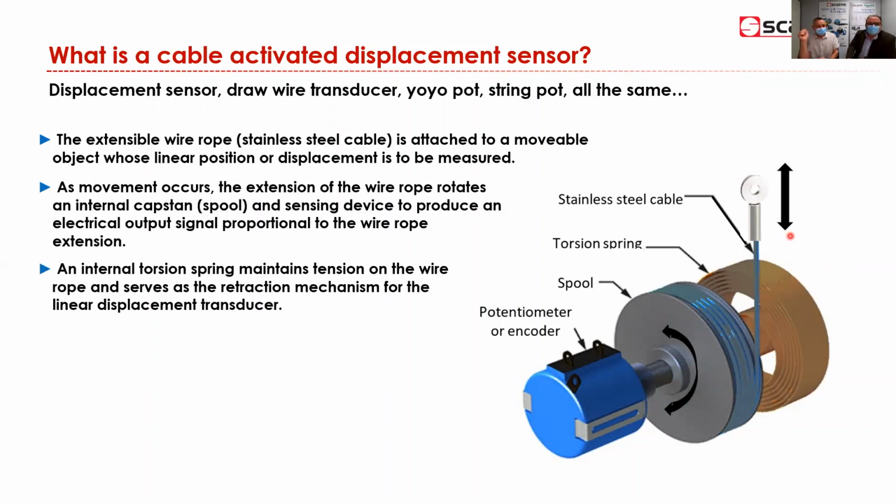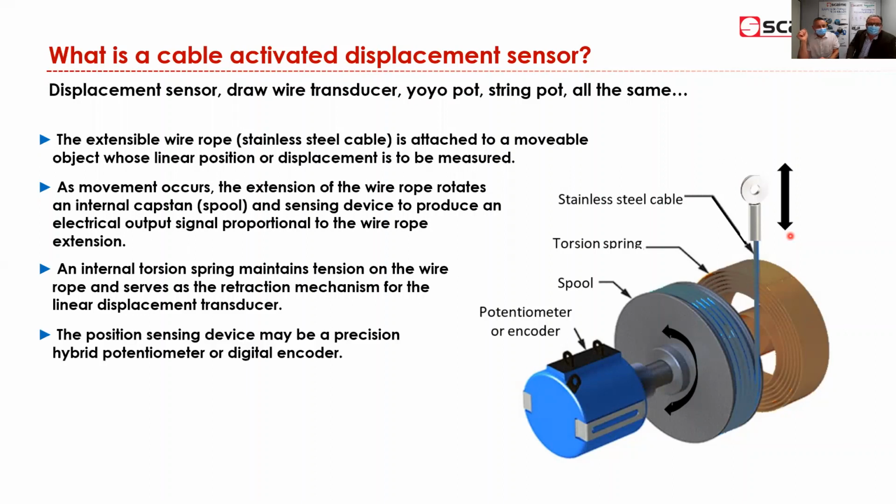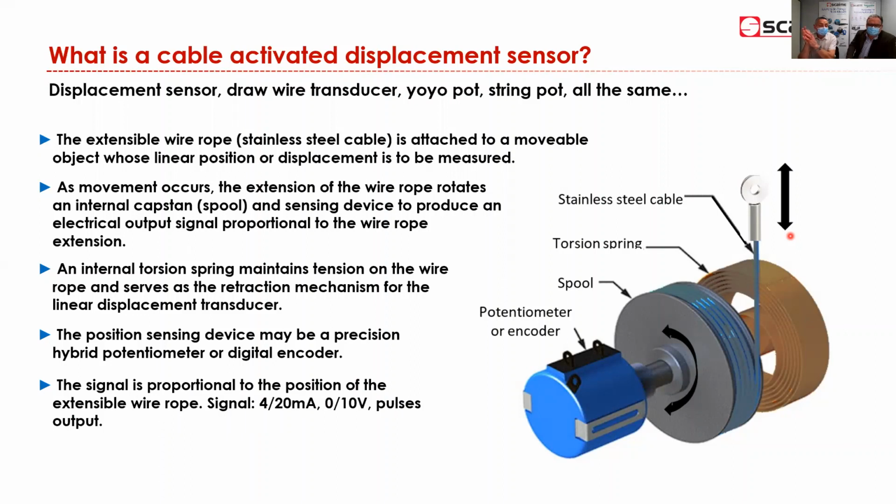So we transform, in fact, the linear displacement into a rotating displacement, and connected to this we have a potentiometer or encoder, and we have an electrical signal like 4 to 20 milliamps, 0 to 10 volts, or pulses output.